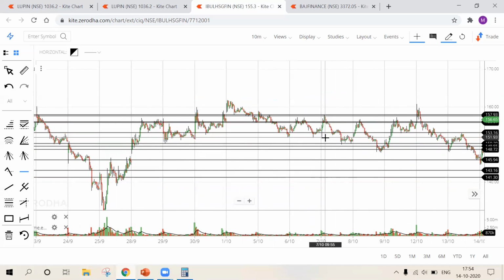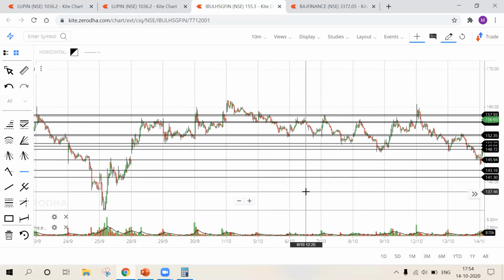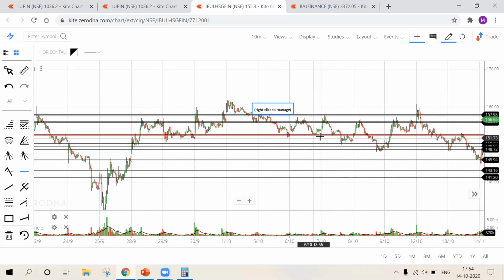Now third line, yes, this line. I can move this line a little downward and draw another level here because it is acting as resistance here, support here, support here, support here. And it is acting as a resistance here, resistance here. So we are done with 3 double lines.